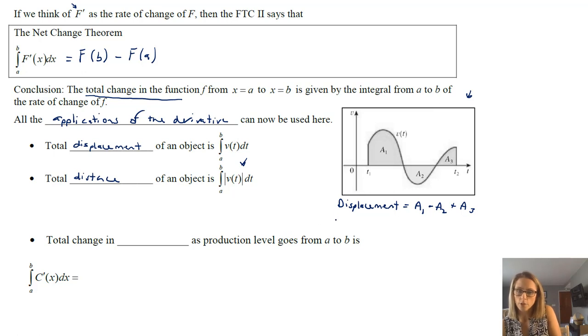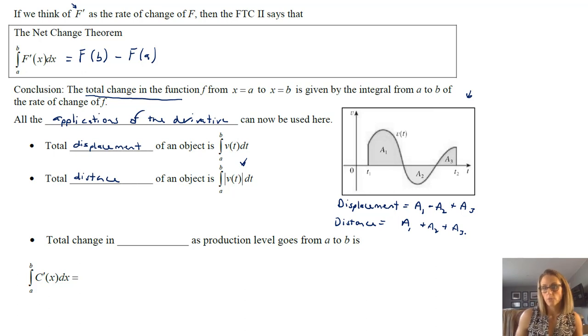Now, if you were to find distance, you're going to do the absolute value of the velocity function. Then what that's going to do is take A1, add A2, and add A3. So it's going to give you that total area under the curves, and that is what distance is.